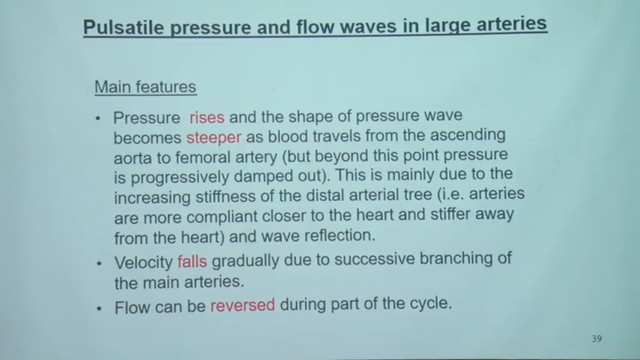So here I've summarized the behavior that we observe. We've seen the pressure rises, and the shape of the pressure waveform becomes steeper as it travels from the ascending aorta to the femoral arteries, right? We also see that velocity falls gradually due to successive branching of the main arteries. And an interesting thing is, if you look at the velocity profiles, the flow can be reversed during part of the cycle.